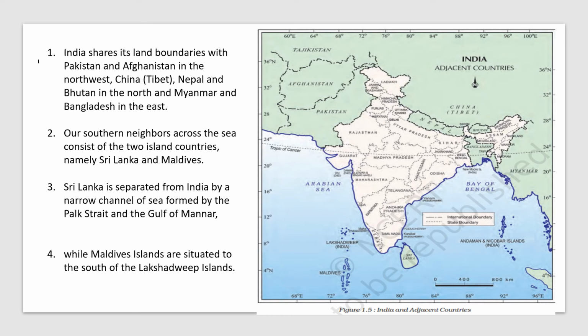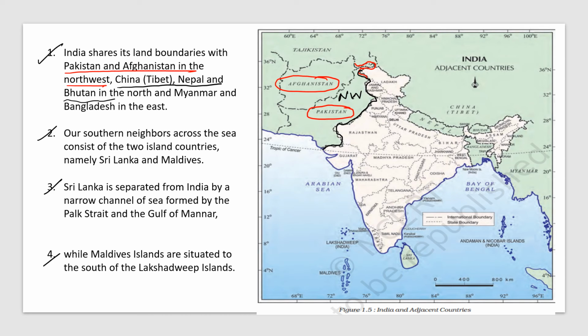Now other important points are: India shares its land boundary with Pakistan and Afghanistan in the northwest. This is Pakistan, and here is Afghanistan in the northwest. See here, the boundary of Afghanistan touches from here, and the land boundary of Pakistan is this. This one is Pakistan, in red color it is Afghanistan. This direction is northwest.